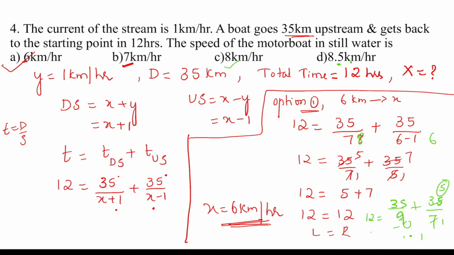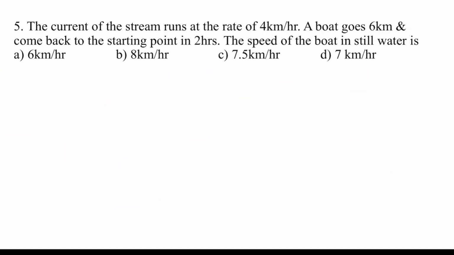So let us go for the next problem. The current of a stream runs at the rate of 4 kilometer per hour. Okay, the current of the stream. So it means Y is equal to 4 kilometer per hour. A boat goes 6 kilometer and comes back to the starting point in 2 hours. Okay, so the boat goes 6 kilometer downstream, and it will come back to the starting point in 2 hours. Means it is the total time, isn't it?